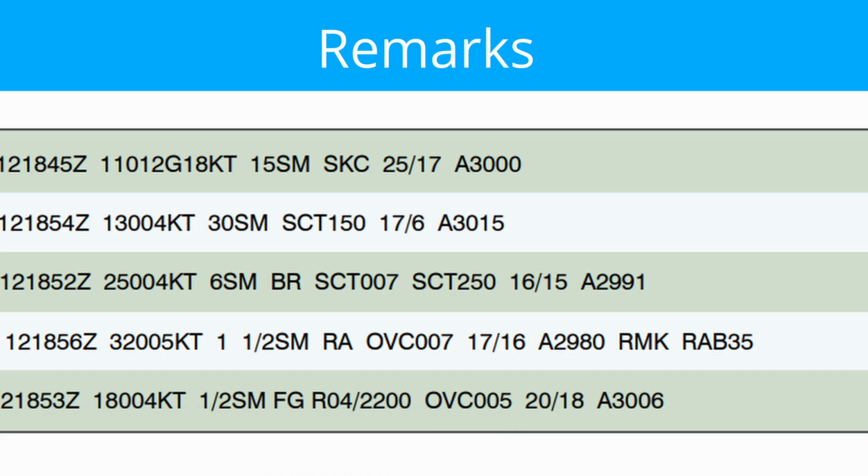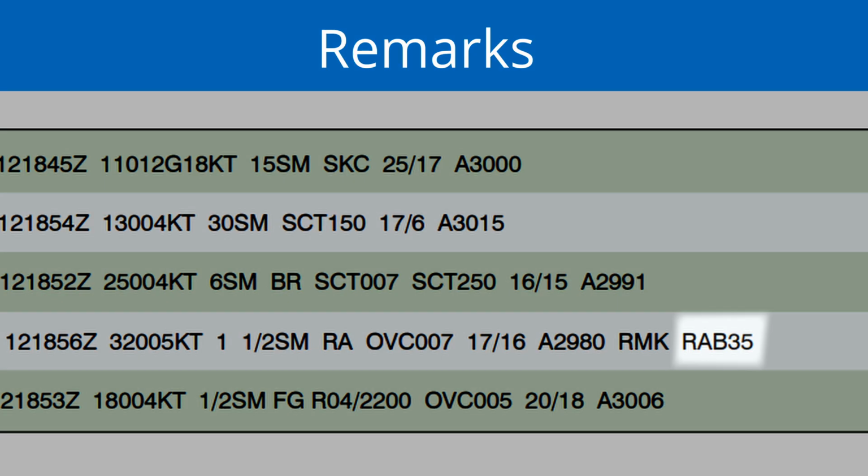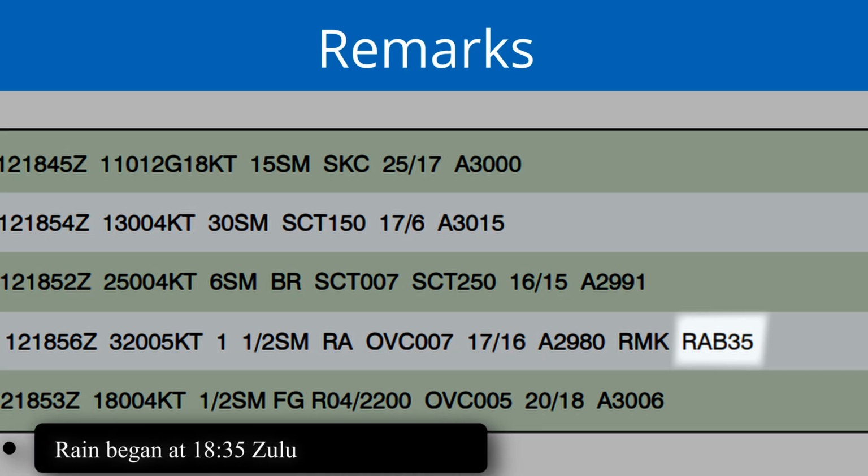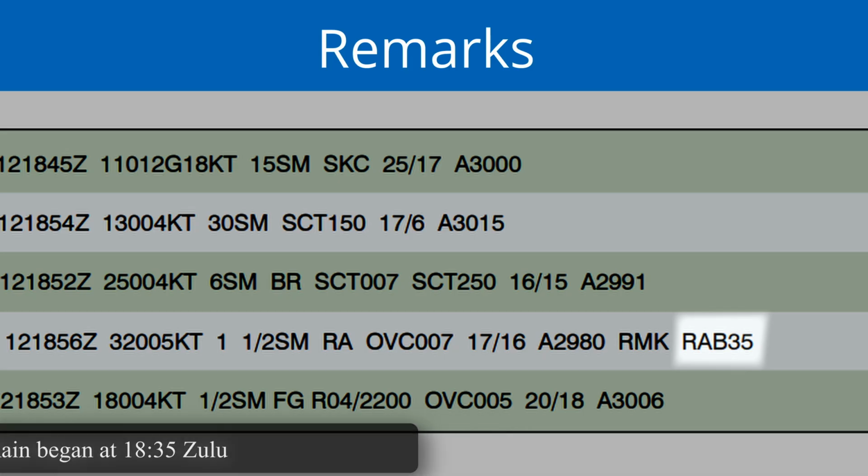The fourth METAR given for the written test also gives the remark RAB35, which indicates when rain began in minutes past the hour. In this case, it says that rain began 35 minutes past the hour this METAR was reported for.